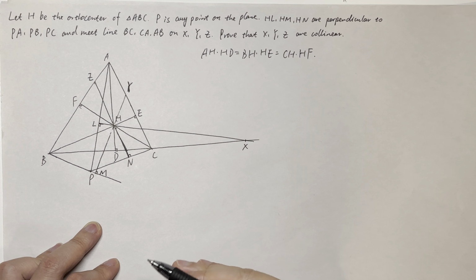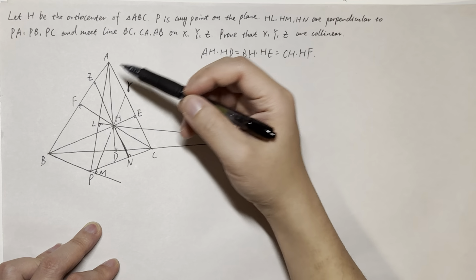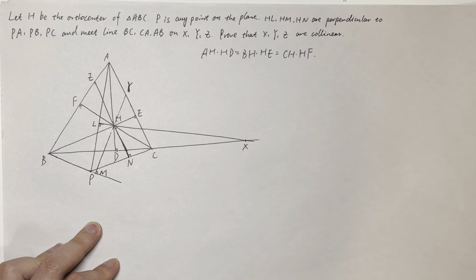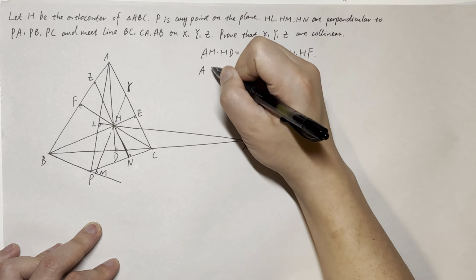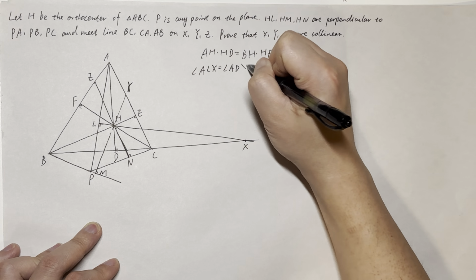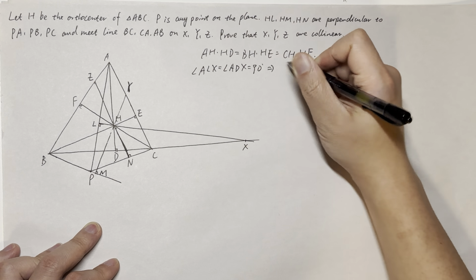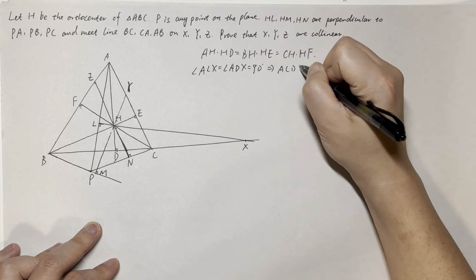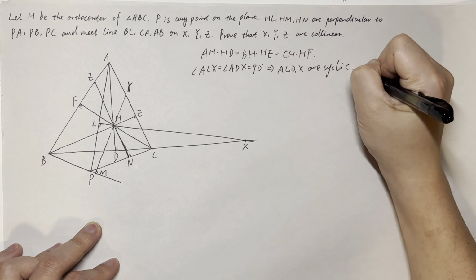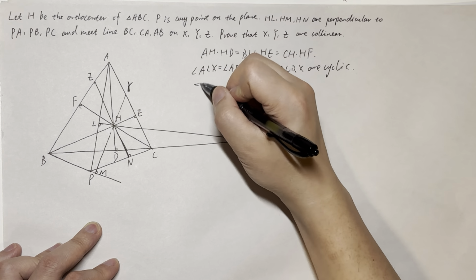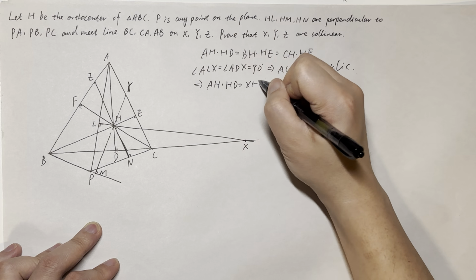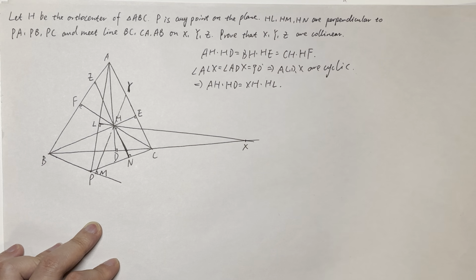So we just expand this to all the A, B, C vertices, right? We have angle ALX equals angle ADX equals 90 degrees. So we know that A, L, D, X are cyclic, which means AH times HD equals XH times HL, right?